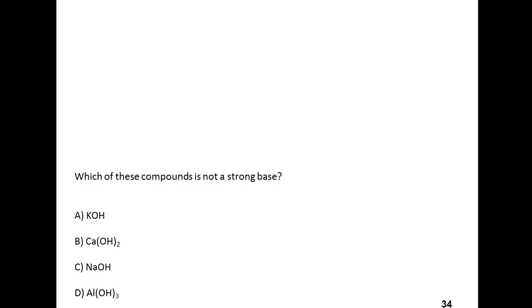For this question, you're asked to differentiate between strong bases and weak bases, and therefore you will likely have to refer back to the table of strong acids and bases in order to be able to answer this question. Please pause the presentation for approximately 30 seconds. And the answer is D, aluminum hydroxide, which is a weak base, and therefore the other compounds shown above it are all considered to be strong bases.